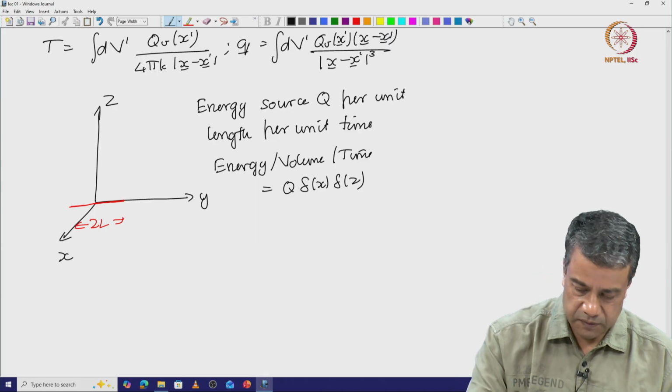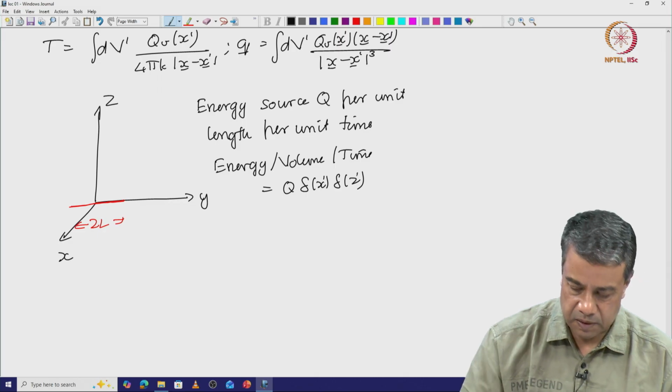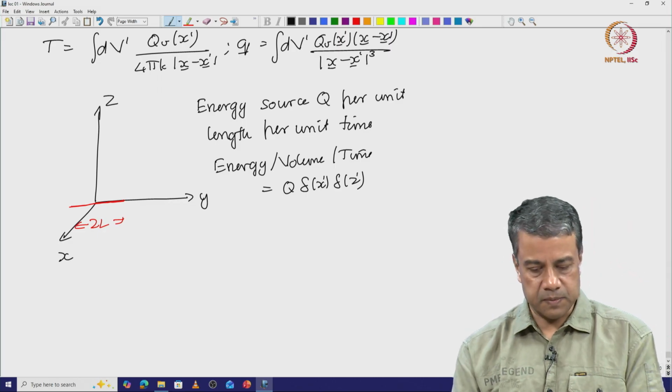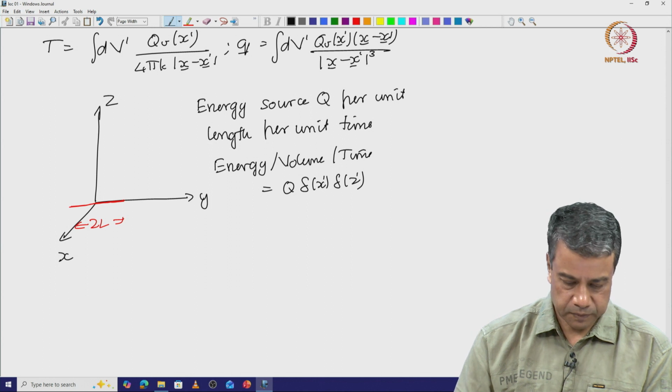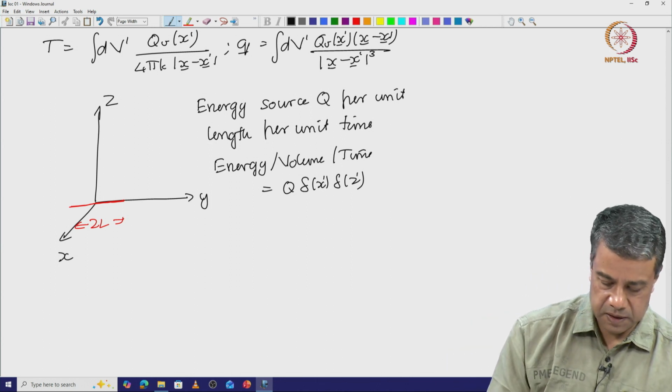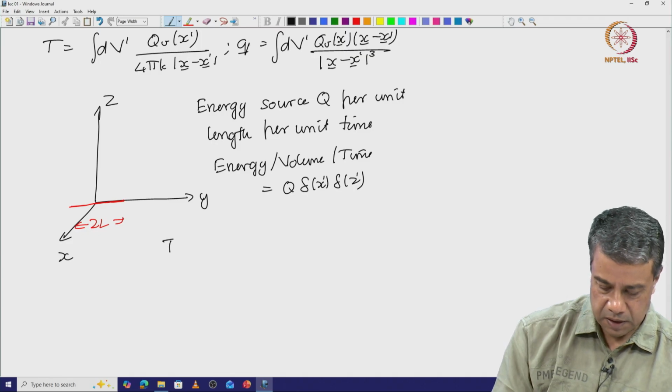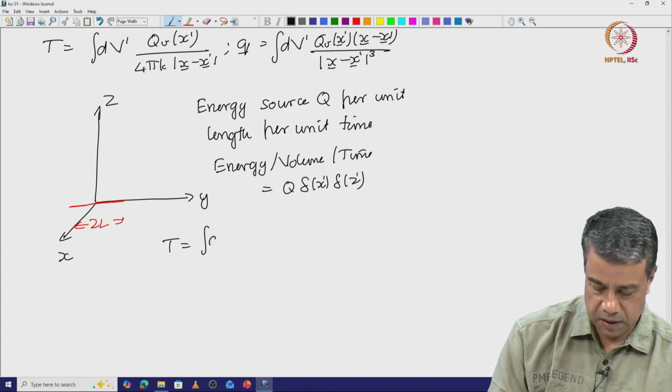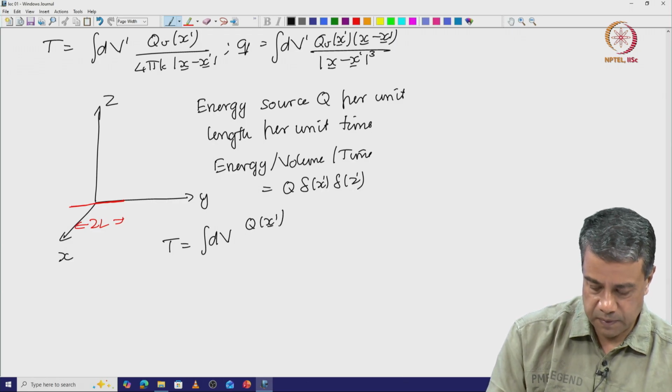Since I have used primes for the source points, I will put primes over here. So, what is the expression for the temperature field? T is equal to integral dV, Q of x prime by 4 pi k into x minus x prime.